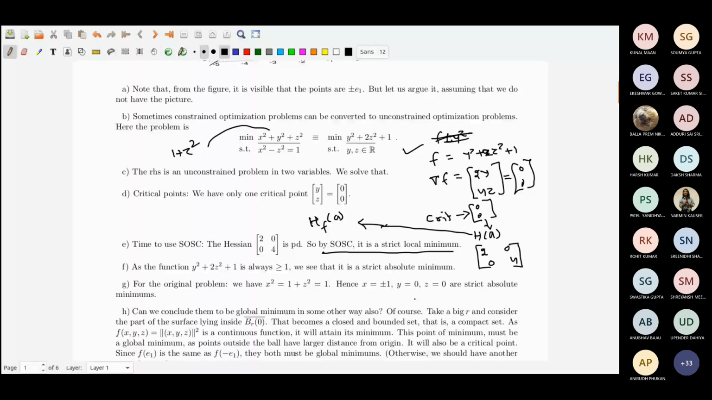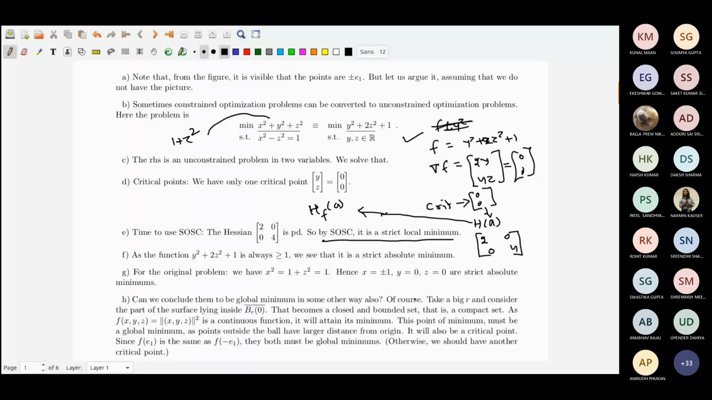Now that you have concluded by using the second order sufficient condition, remember the second order sufficient condition only says that it is a strict local minimum. It does not say whether it is an absolute minimum or not. In order to say that it is an absolute minimum, you have to give some other argument. Whatever FONC, SONC, whatever you have known, those are only for local. So to show that it is global, you will have to give some other argument.